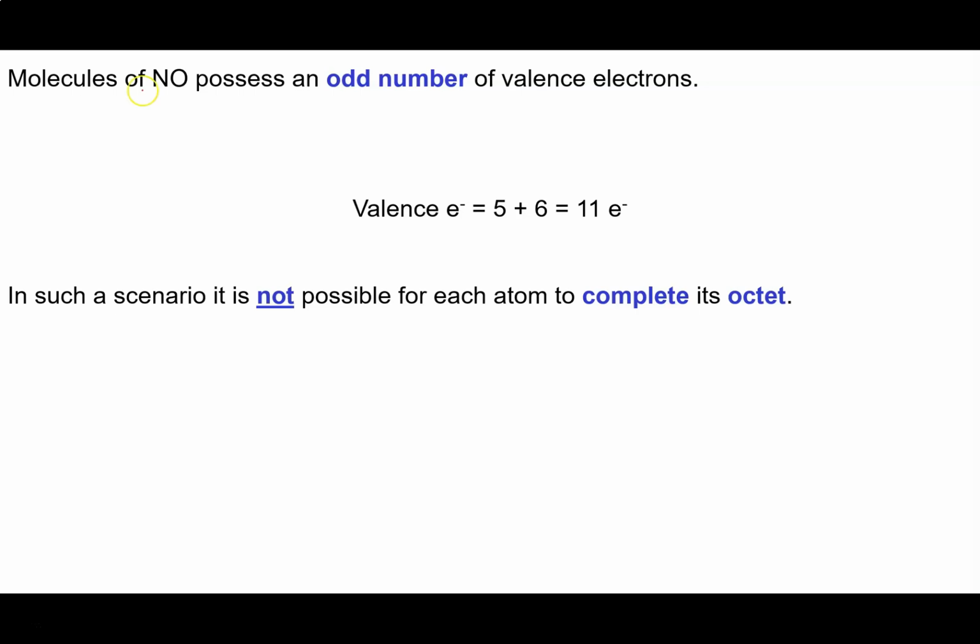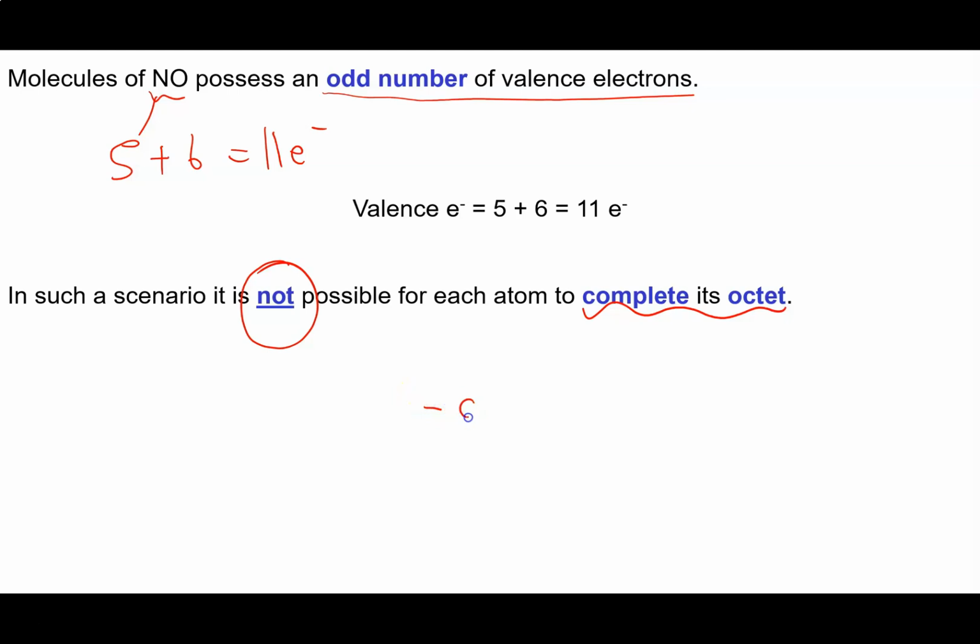So the interesting thing about NO is that it has an odd number of valence electrons. Nitrogen's in group 5. Oxygen is in group 6, so that gives us 11 electrons. So what we recognize here is that in this case, it's not going to be possible for both of the atoms to end up with a complete octet. It just doesn't have the correct number of electrons to allow this to happen. So the first octet rule violation we're going to see is for odd electron molecules. And NO is the classic example.